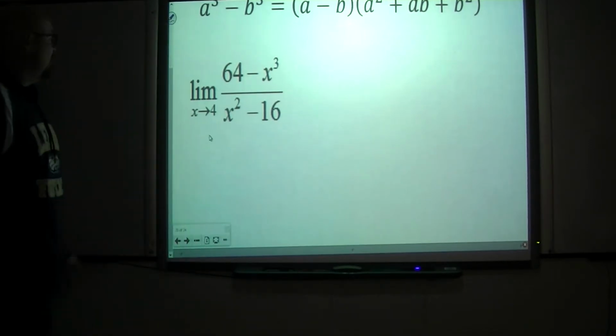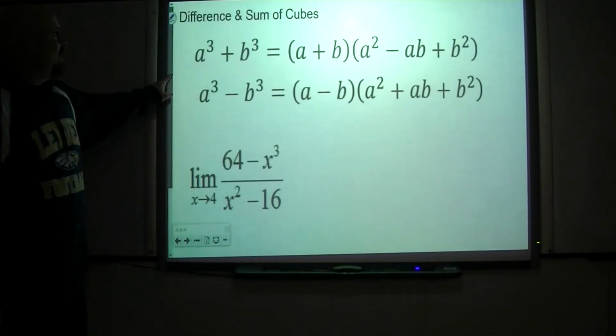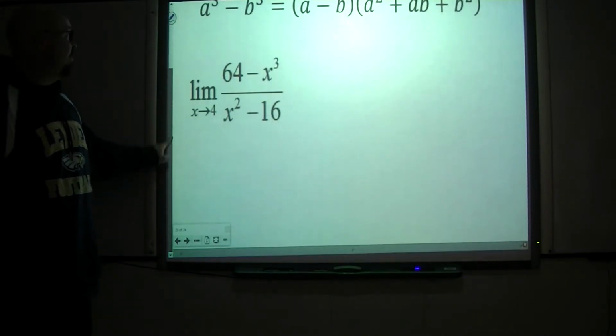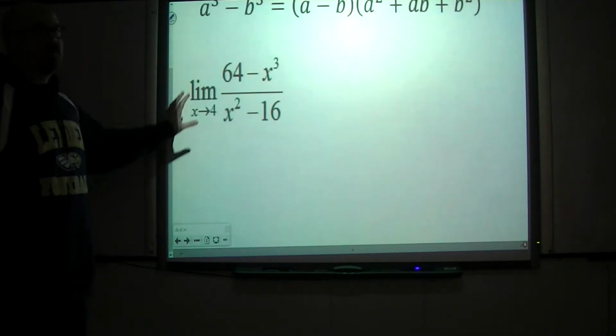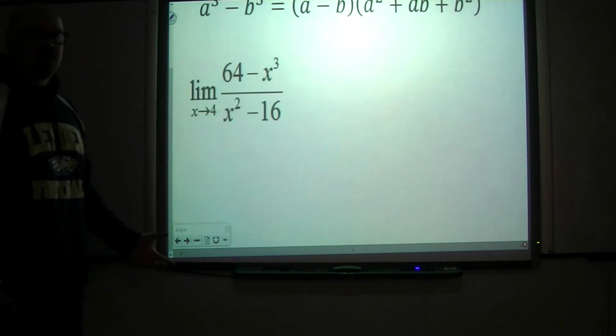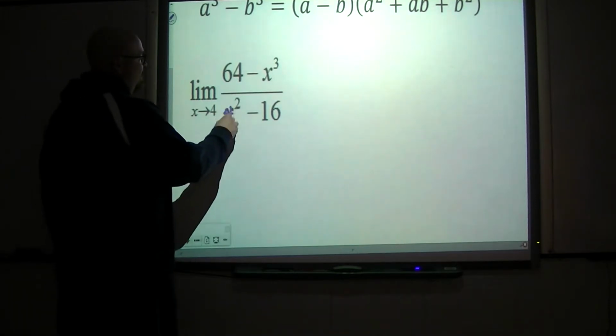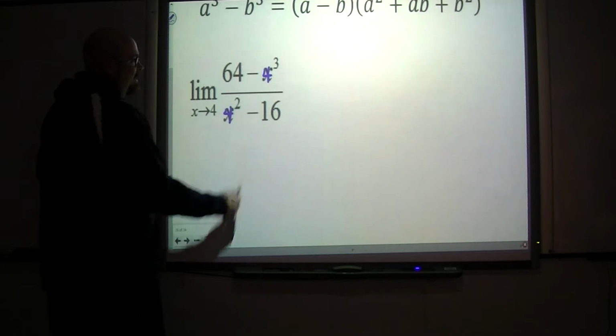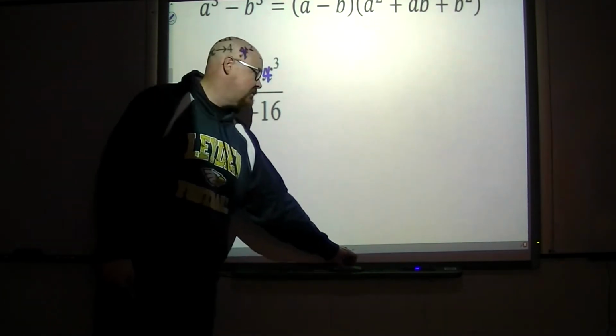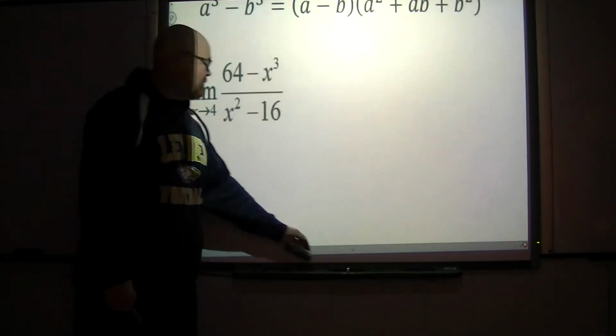Okay, so we talked yesterday about how we can factor sum and difference of cubes problems, and the reason we want to be able to factor that is so that we can simplify this, because plugging this number in simply isn't going to work. If I put a 4 here and I put a 4 here, I'm going to get 0 on the top, I'm going to get 0 on the bottom if you do that calculation. So that means I know I can simplify this.